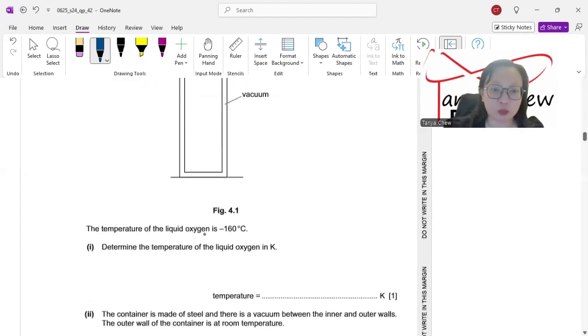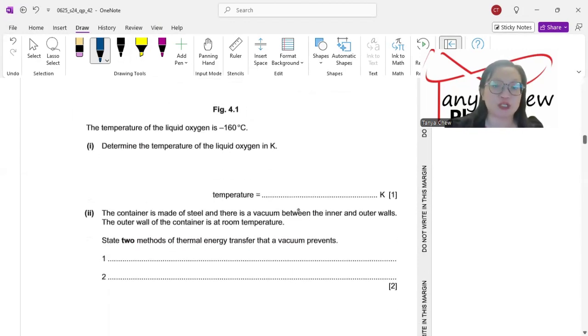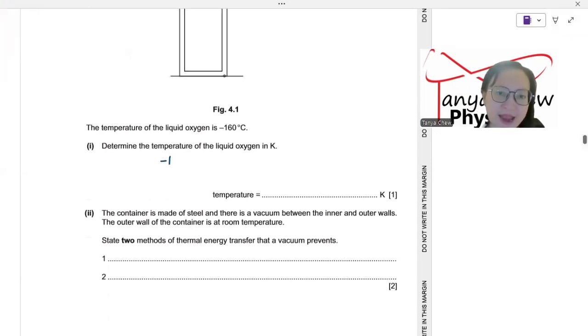The temperature of the liquid oxygen is negative 160 degrees Celsius. Determine the temperature of the liquid oxygen in Kelvin. So there's a relationship between degrees Celsius and Kelvin. And if you still remember, to convert degrees Celsius to Kelvin, you just add 273. So you get 113 Kelvin, that is the answer.